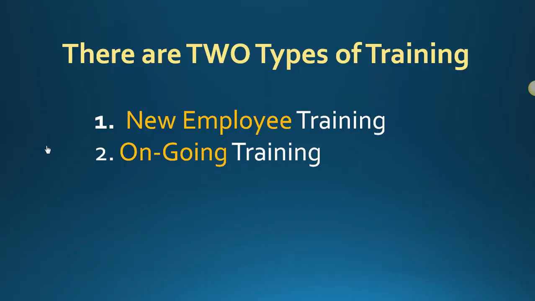Let's jump into how to use that job description as a training tool. There are two types of training. There's new employee training, and then there's ongoing training, which would be holding someone accountable to a process that they're not following or that they're not achieving expectations. And the job description is key for both of those management processes.